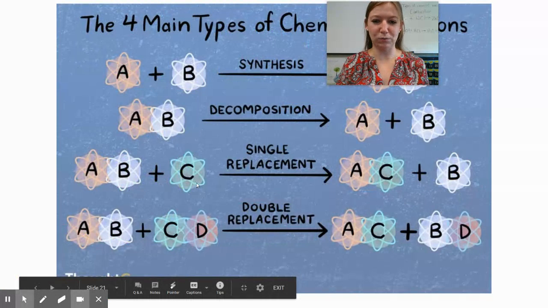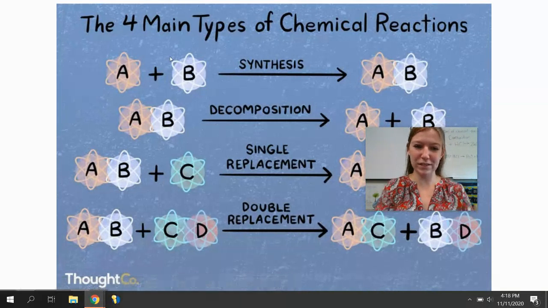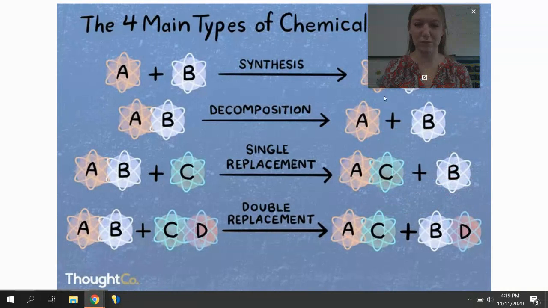Okay, so if we look at the synthesis and the decomposition, we see these two things coming together, A and B, to form AB. So notice how this product is the same as this reactant set. So it doesn't matter that this is more complicated. That doesn't automatically tell you where to put it. A reactant is just whichever goes first, and what yields is whatever forms at the end. So these might well be the same thing, and that's okay.